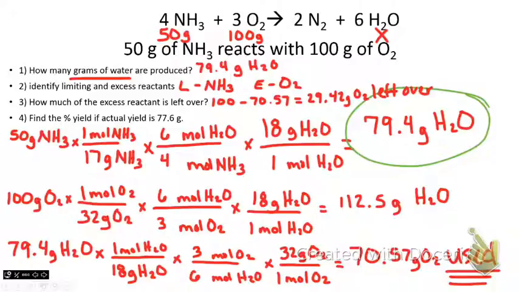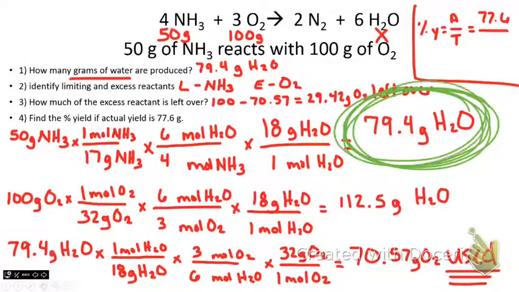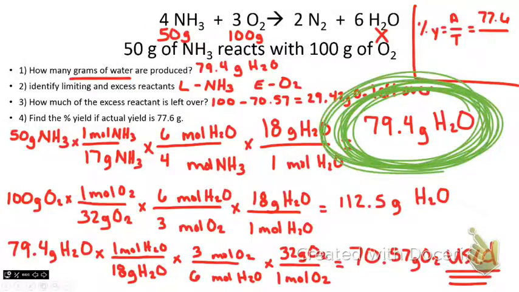That was a doozy. Okay, we're still not done yet, and I'm running out of room here, so maybe I'll just start writing up here in this box in the corner. Number 4 says find the percent yield if actual yield is 77.6 grams. Well, we all know percent yield is actual over theoretical. I'm sorry, I'm writing tiny here. So our actual yield is given to us in problem number 4. It says 77.6 grams. And our theoretical yield, you already calculated. This is your theoretical yield, 79.4 grams.